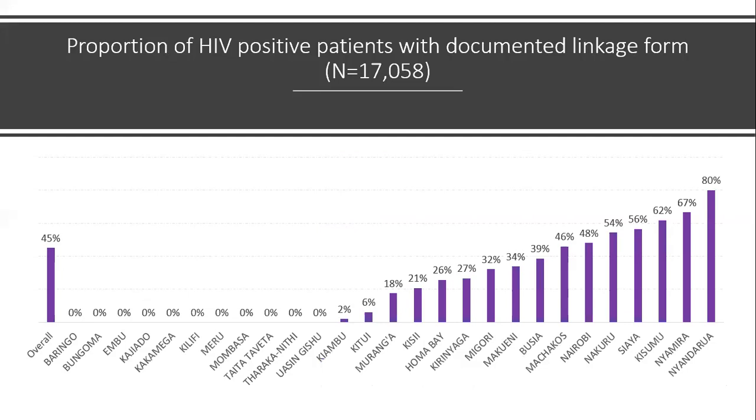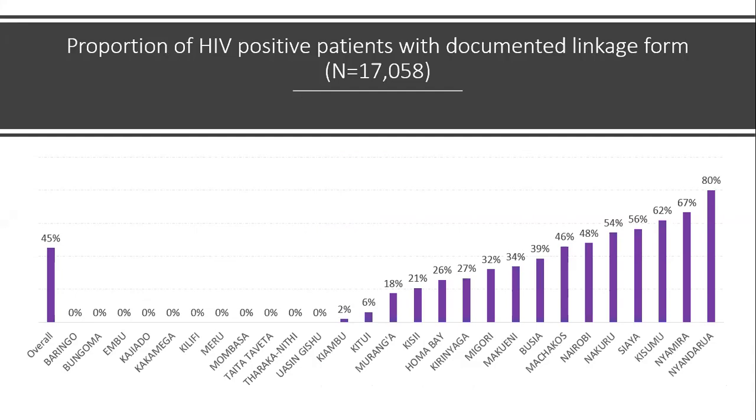So with this as a denominator, we now look at the proportion of patients that have a documented linkage form. So out of the 17,000, only about 45% would meet the standard definition of linkage or confirmed linkage. And the spread is shown in this slide. So you can see some counties like Nyandarua being the highest, followed by the likes of Nyamira.